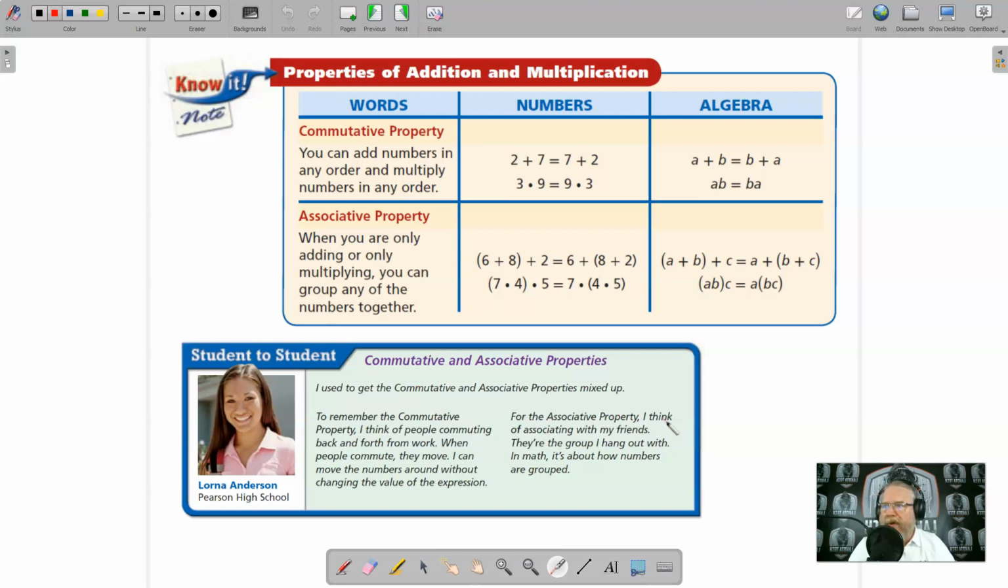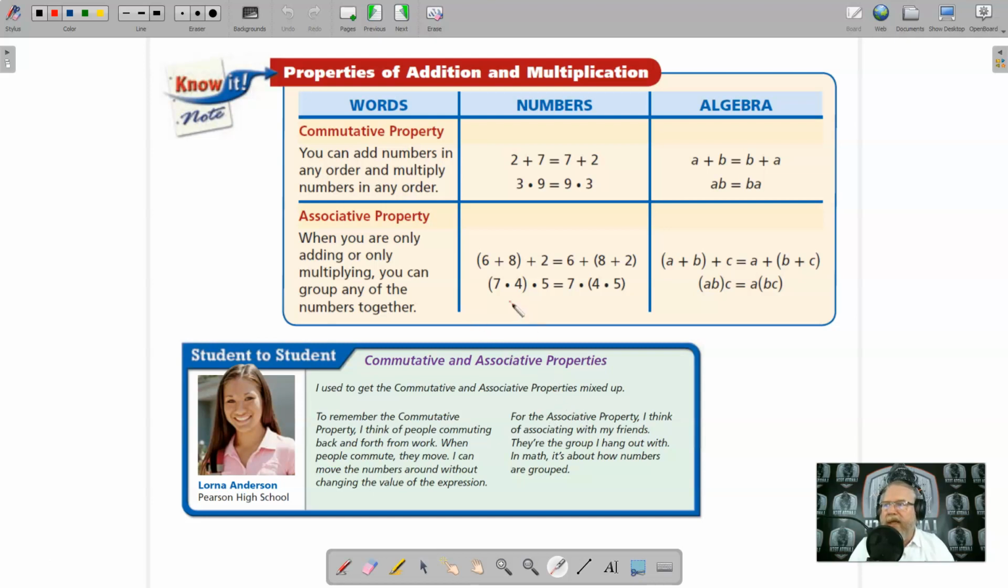For the associative property, I think of associating with my friends. They're the group I hang out with. In math, it's about how numbers are grouped. I've often taught this myself the exact same way: whenever you talk about the associative property, you might say, who do you hang out with? Who's your group of people, right?